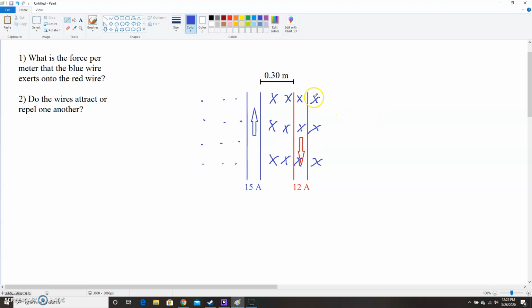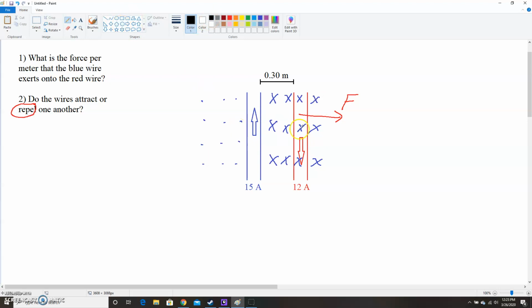Now, this tells us we're actually going to answer question 2 first. The magnetic field is going into the page. The current is going down, which means that the force will be exerted to the right, which means that these are going to repel one another.